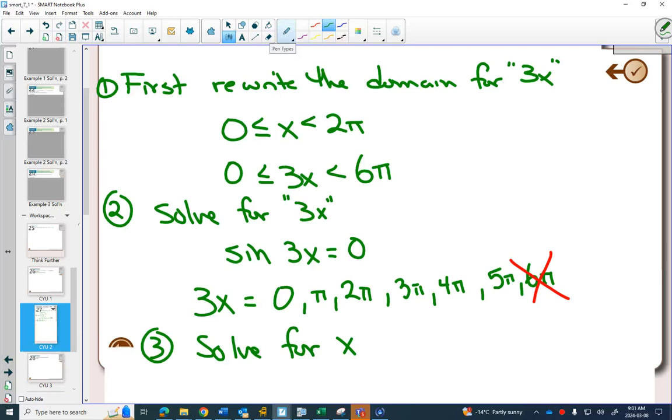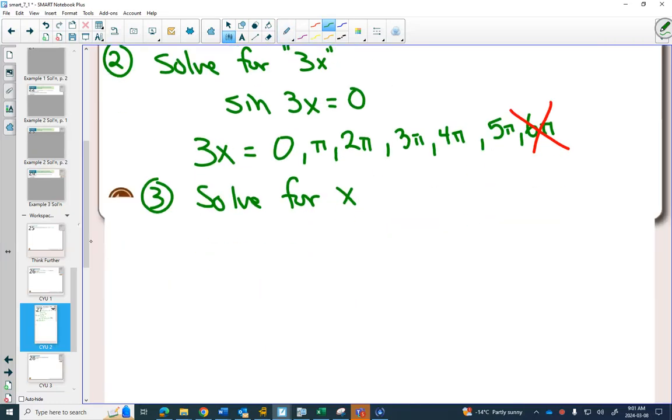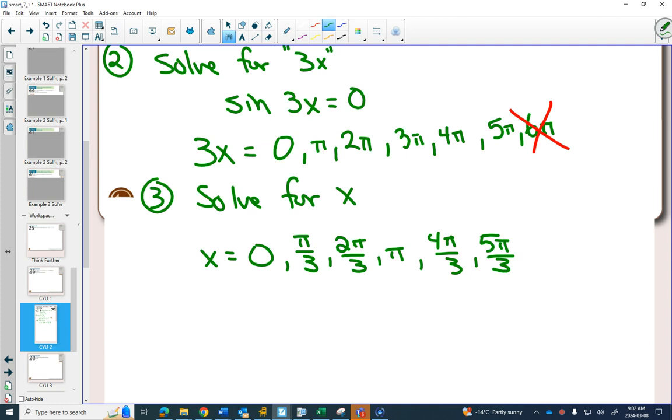But then, if you had 3x is equal to pi, could you get x by itself? Absolutely. All you would have to do is divide by 3. So we have 1, 2, 3, 4, 5, 6 answers. For 3x, we can get 6 answers, then for x you just have to divide each of them by 3. And if I take all 6 of those answers, divide each of them by 3, I will solve for x.